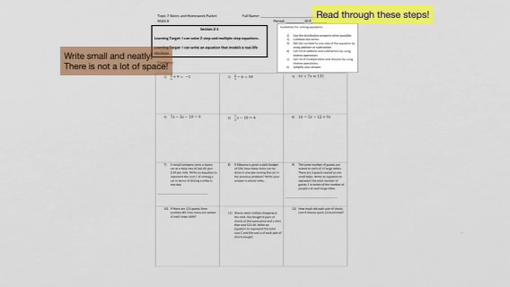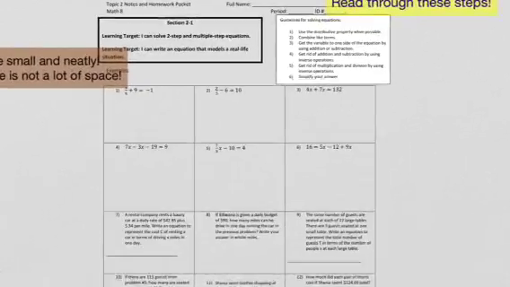Over here, you can see that we have guidelines. Make sure you read through those steps. I'm going to automatically use those when I show you how to solve multiple-step equations. So let's go ahead and begin.